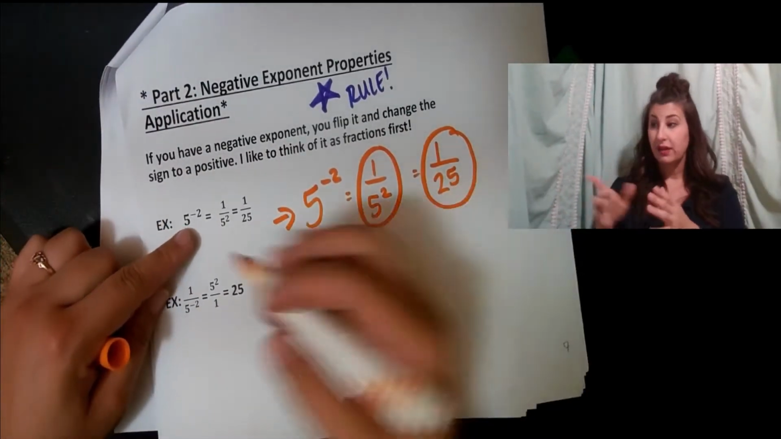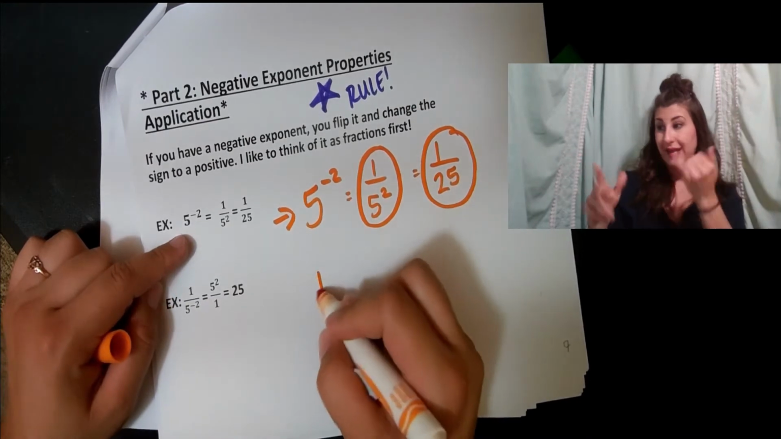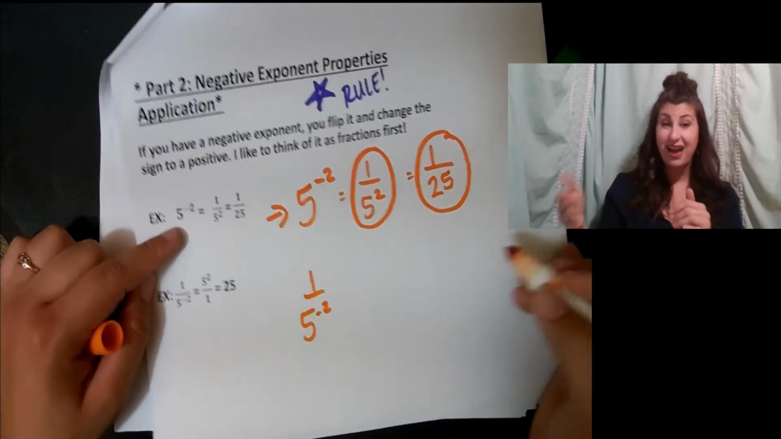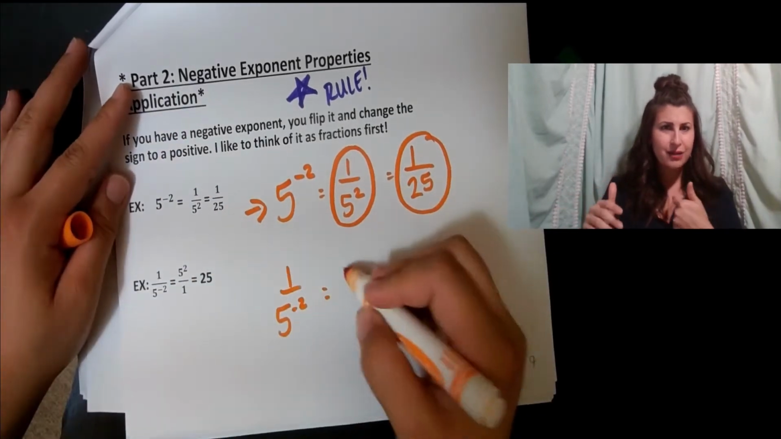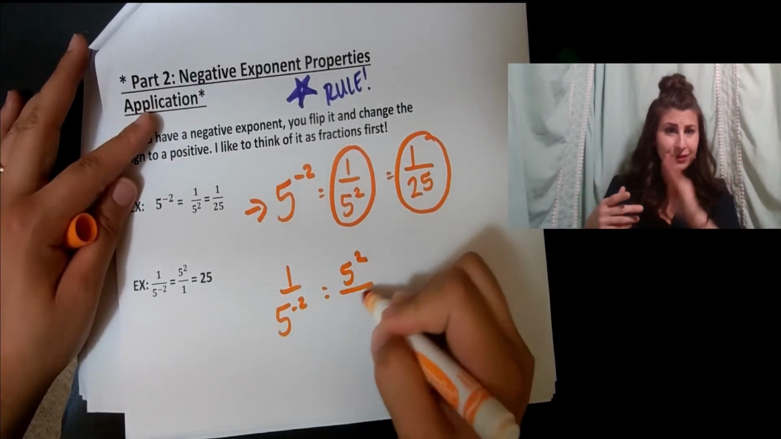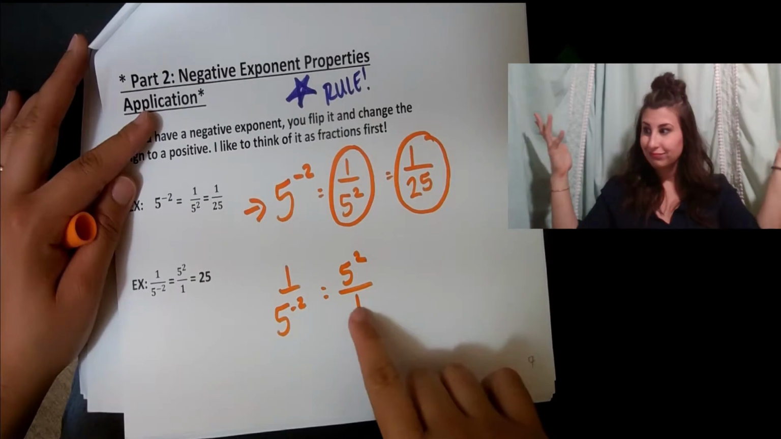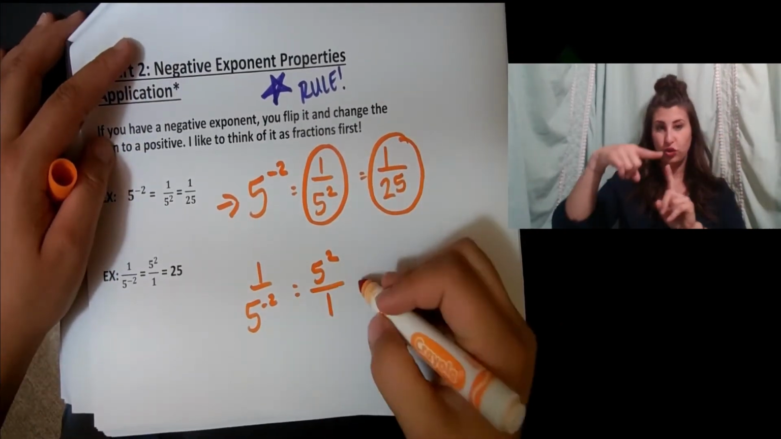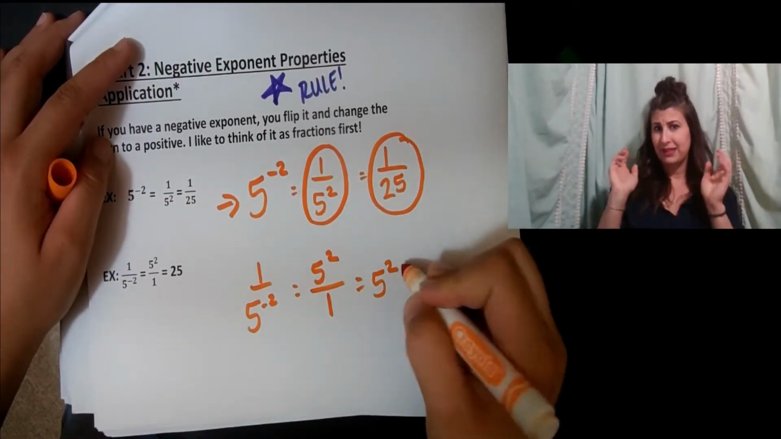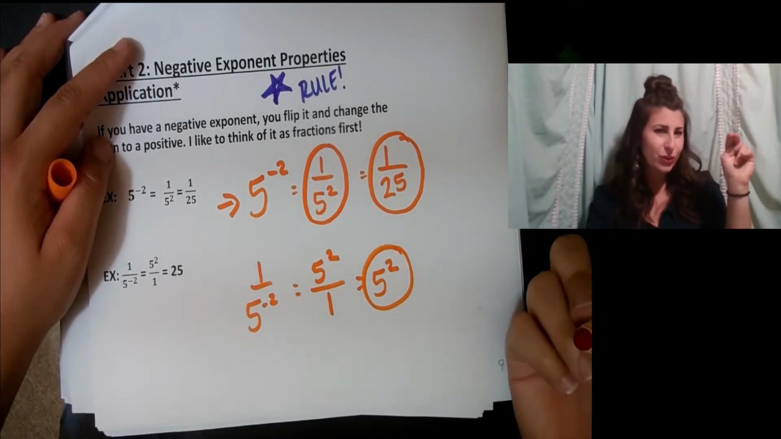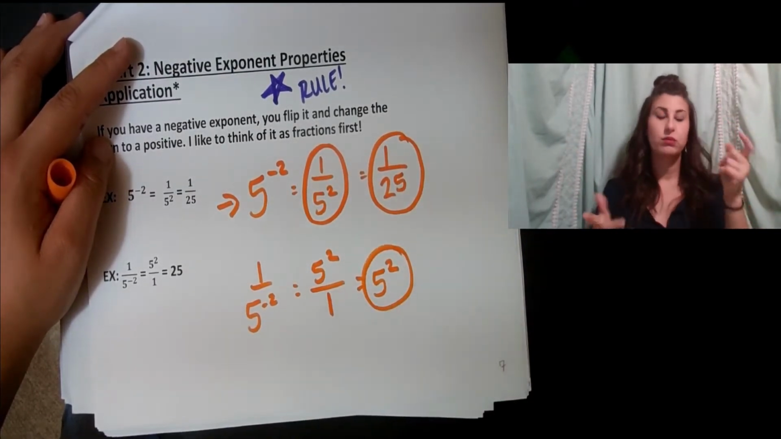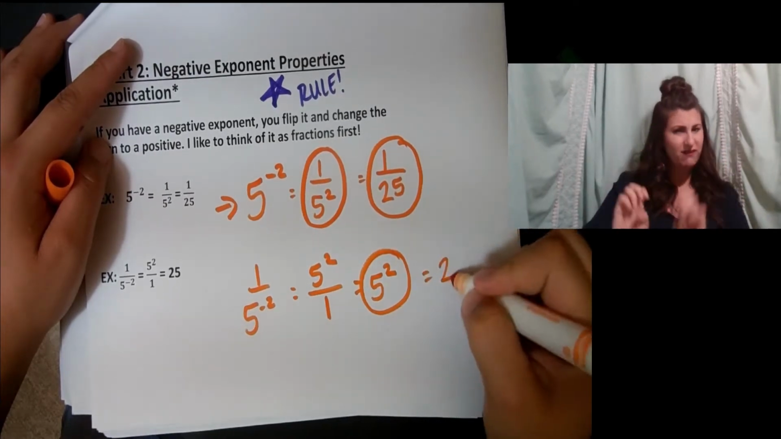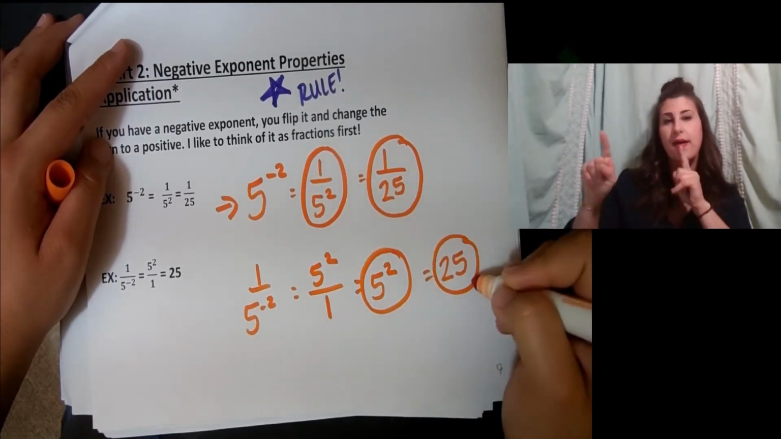So that's when it looks like this. Okay, but what if it looks like this? Well, it's at the bottom, so move it to the top and make it positive. Well, anything that is over 1 is just whatever that numerator is. So you would keep it like that. That's simplified as 1 power. If I ask you to evaluate it, then you'll say the answer is 25.